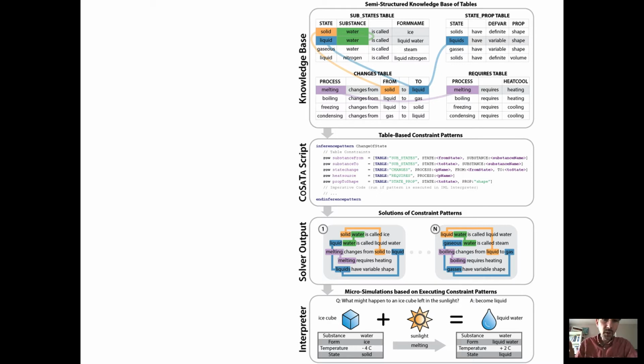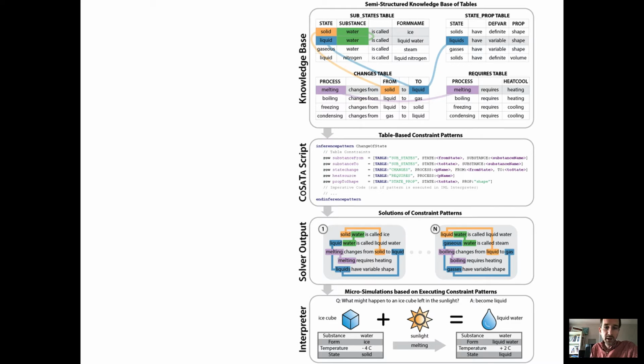The CoSaTa solver reads in these constraint satisfaction patterns that you've authored and finds all possible solutions of them in the knowledge base. These can then be exported for further downstream processing, for example, as a JSON that you can import into your machine learning model and use to perform inference. And we have some examples of the 5-fact solutions for this change of state pattern shown down here in the solver output.